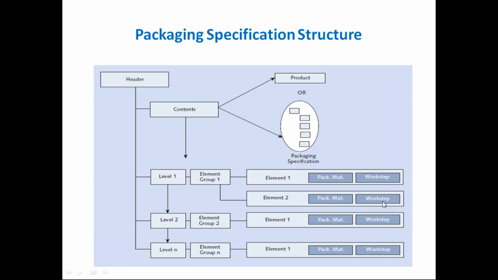Keeping the staples means pressing with staples, or pressing with gum, whatever it may be. That pressing activity is the work step, and the packaging material is the bubble wrap. The entire thing is an element. So what are the elements now? One is polythene cover plus heat punching. The second is bubble wrap plus stapling. These two elements are clubbed together in an element group at this level.